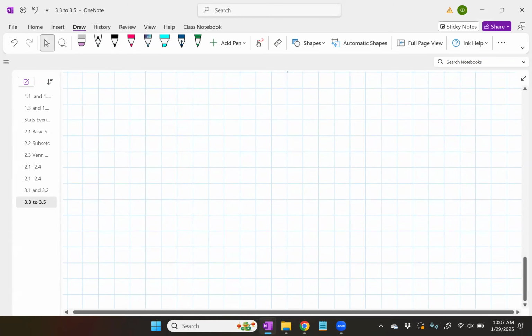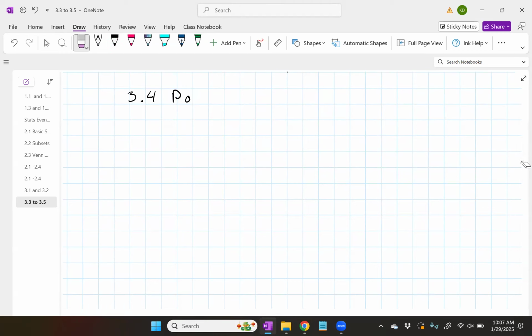All right, sections 3.4 and 3.5 are much nicer than the previous two sections, and they're very related. We're going to use some of the 3.4 stuff for 3.5. So 3.4 is called position and outliers.